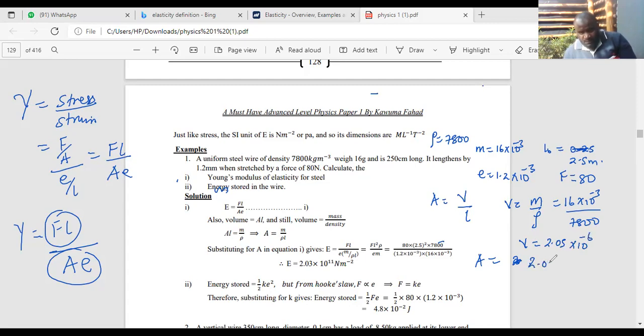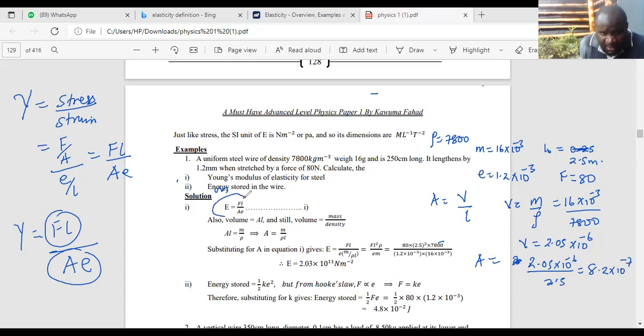Negative six. So can you find the area divided by the length, which is 2.5. Negative 6. 8.2 exponent negative 7. So when you get the area, we have seen Young's modulus.